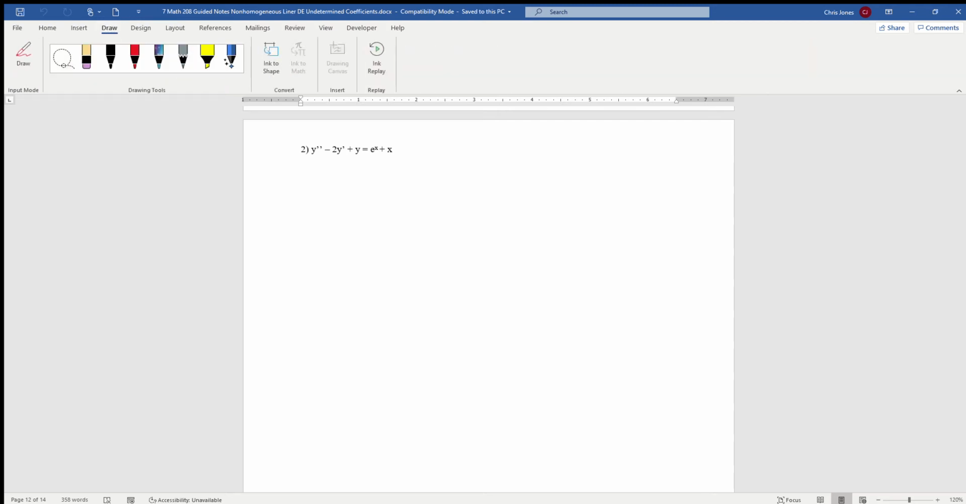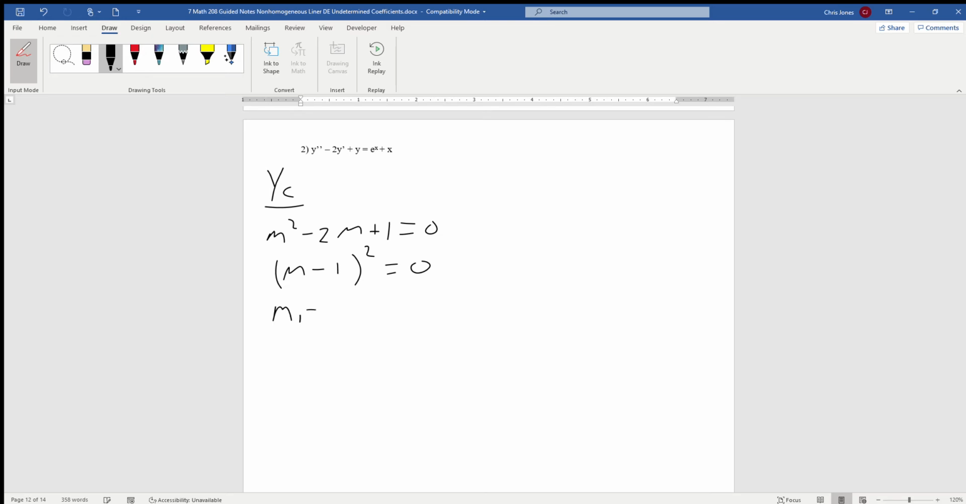Unfortunately, that's going to make the problem a little bit more difficult, but not terribly more. So let's start by finding the complementary solution. Complementary solution y_c: m squared minus 2m plus 1 is equal to 0, factorable into (m minus 1) squared equals 0. And so we have that repeated roots case, where both of the roots are going to be equal to 1. So we have case 2. And from case 2, we know that y_c is going to be equal to c1 e to the 1x plus c2 x e to the 1x. Okay, we're going to hold on to that.